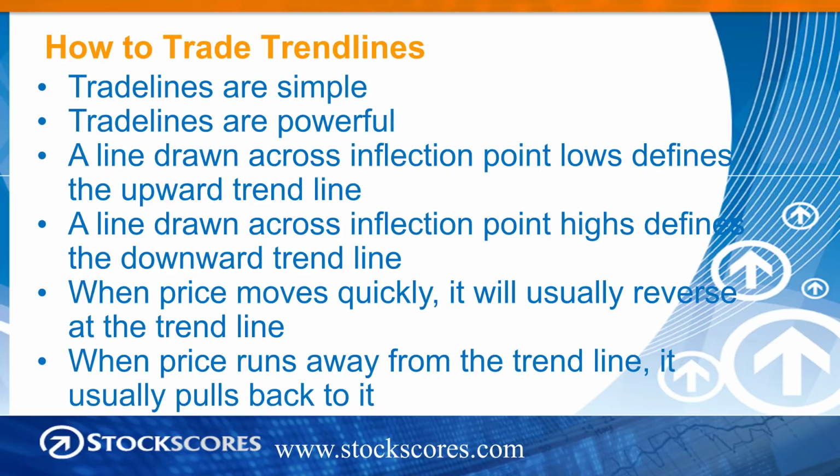When price moves quickly, it will usually reverse at the trend line. So if it's falling down toward the upward trend line, it'll typically bounce at the trend line, and the opposite can be said for a downward trend. When price runs away from the trend line, when it gets far above it or far below it, it typically will pull back to it.